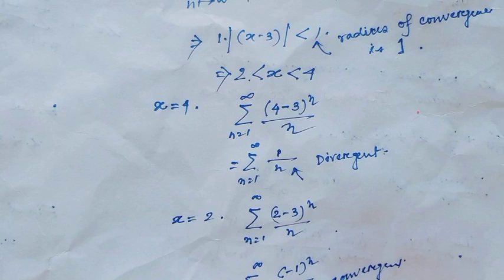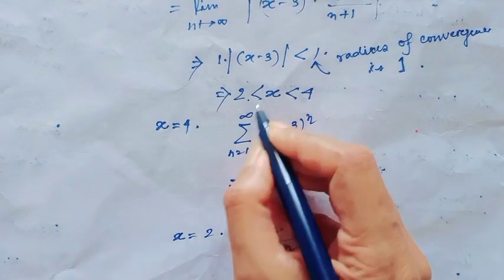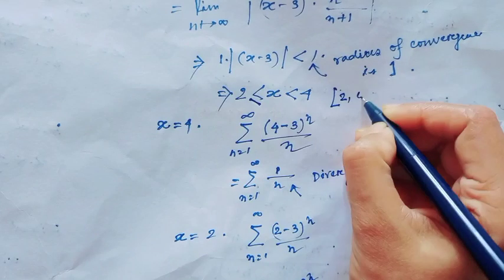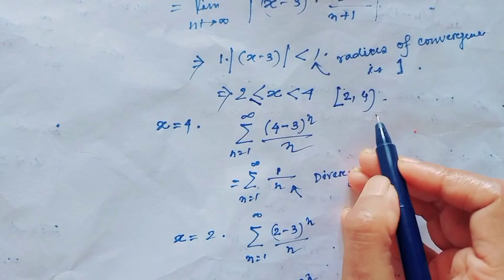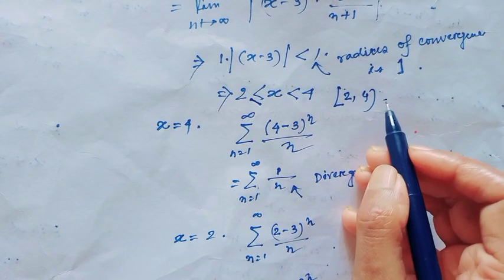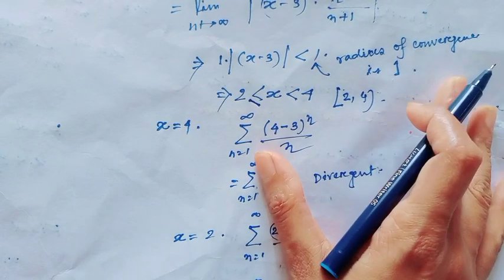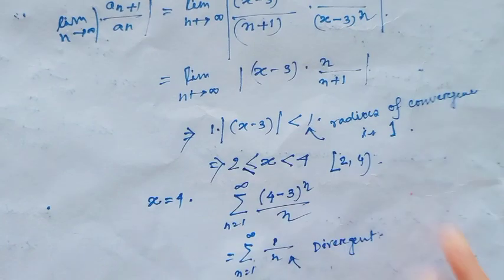Therefore, the interval of convergence would be the half-open interval, closed at one end and open at 4. In this region, the power series converges, and the radius of convergence of this series is 1.